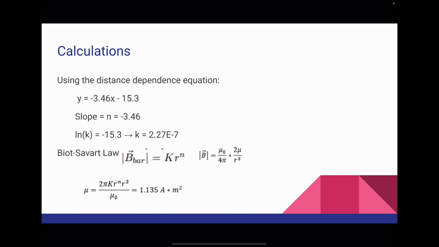First, I used the distance dependence equation along with the graphs composed by the data to determine n and k in the distance dependence equation. Then I set the right side of the distance dependence equation equal to the right side of the Biot-Savart law and plugged in known constants and calculated values to calculate the mu, the magnetic dipole moment of the magnet, which was found to be 1.135 amperes times meters squared.